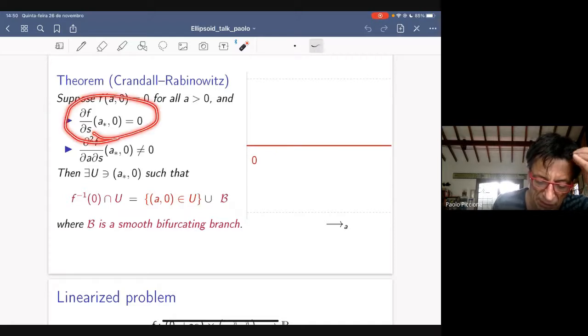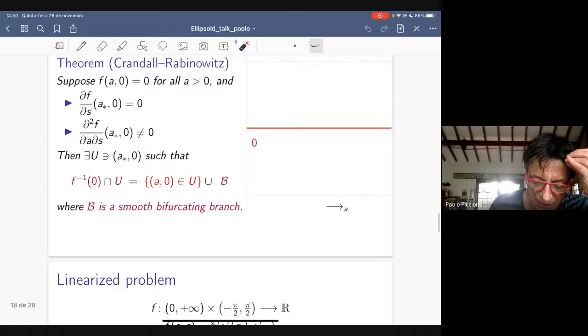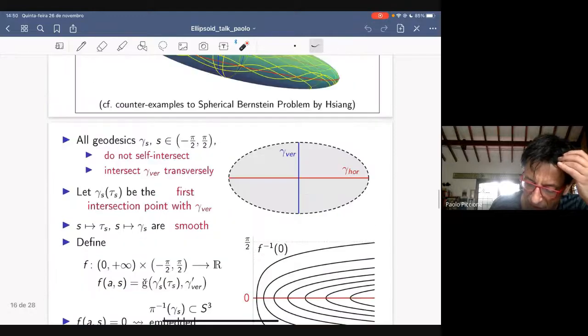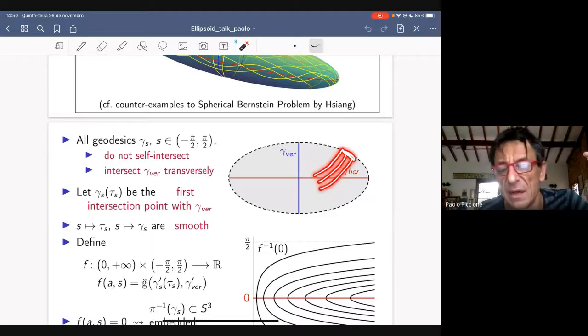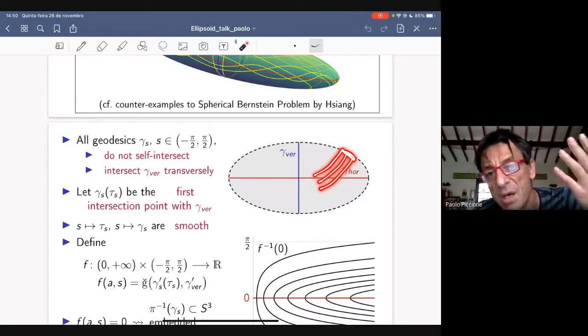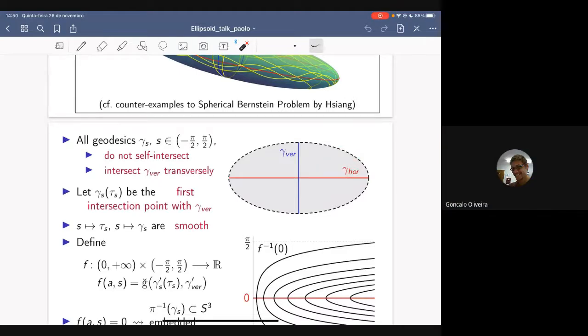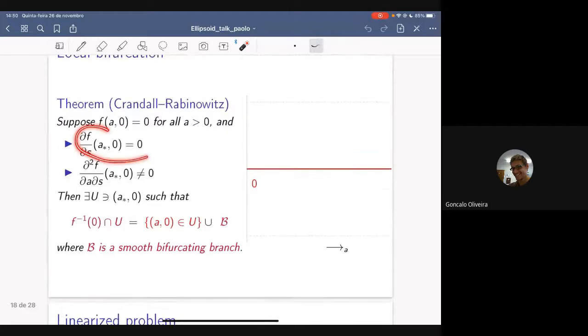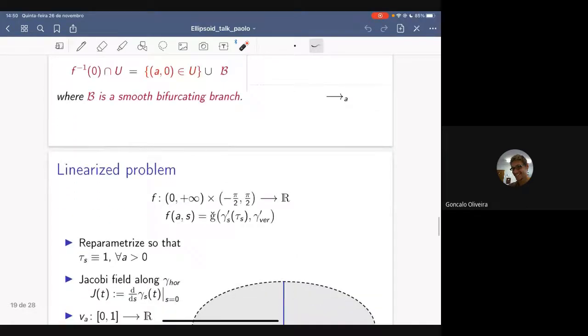Clearly, this leads to the study of a linearized problem. Observe that taking the derivative with respect to S means that we have this geodesic starting at different points, and we take the derivative of these geodesics, and so we have a Jacobi equation, right? So this equation here becomes a Jacobi equation.